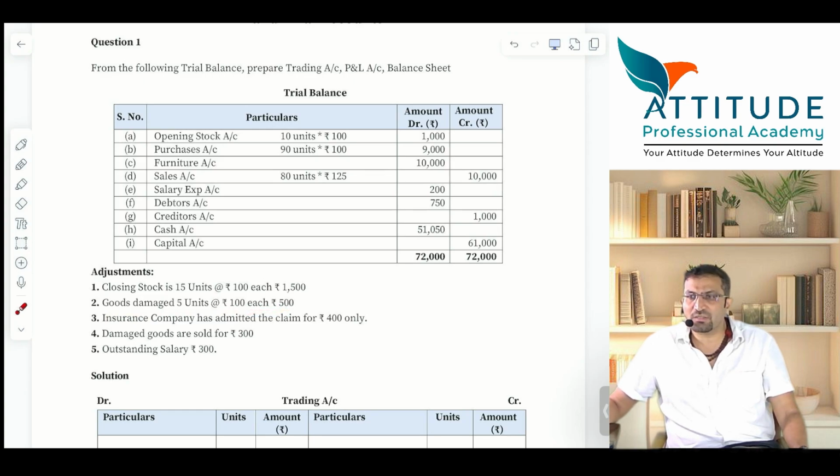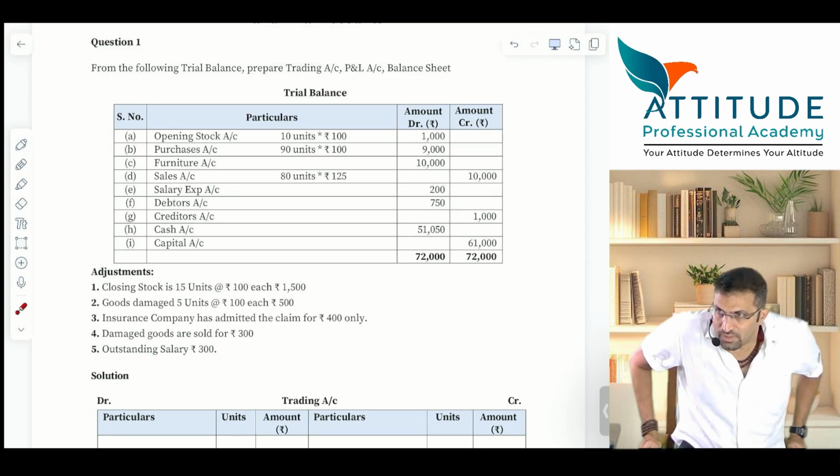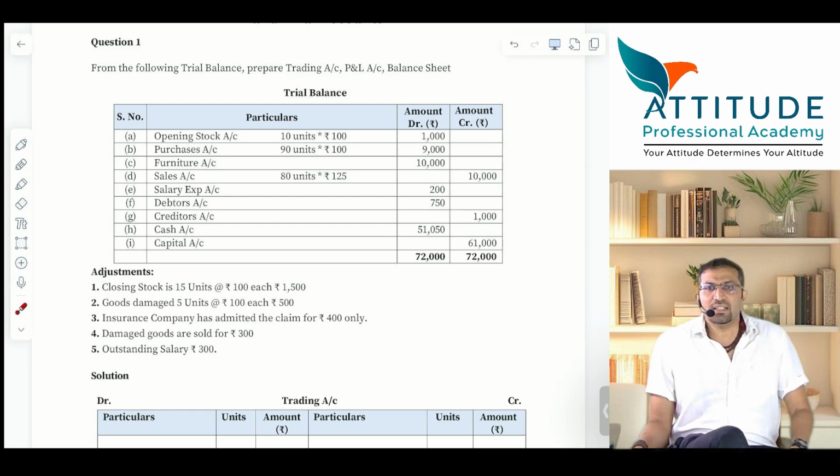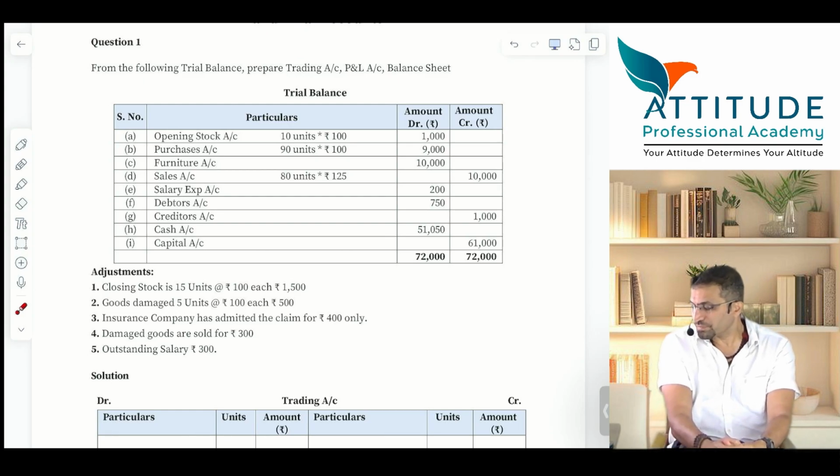Goods damaged, 5 units at the rate of 100 each, 500. So 500 is your goods which are damaged. Insurance company has admitted a claim for how much? 400 only. Damaged goods are sold for how much? 300. Outstanding salary is how much? 300. All these are adjustments. One by one we'll have to see the adjusting entries first.